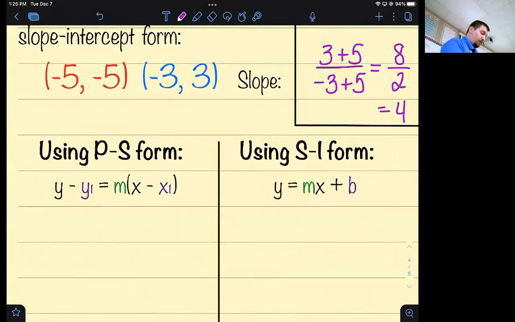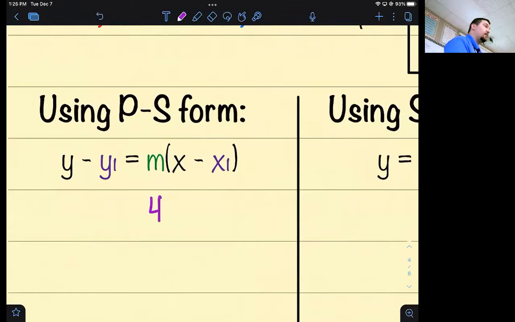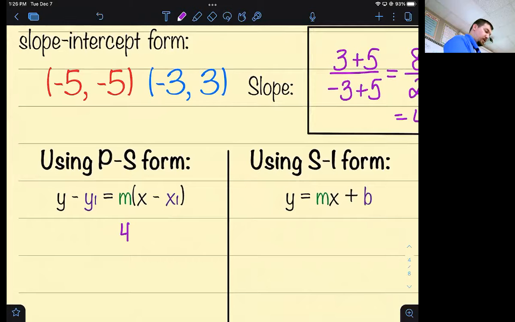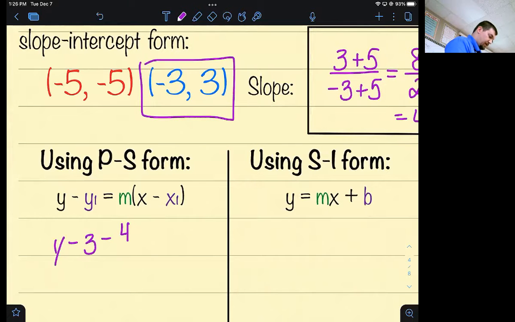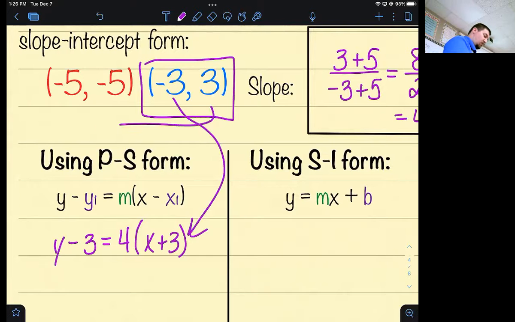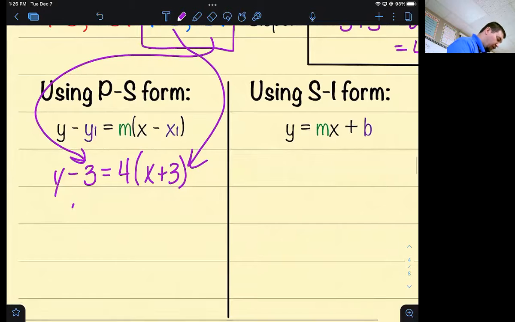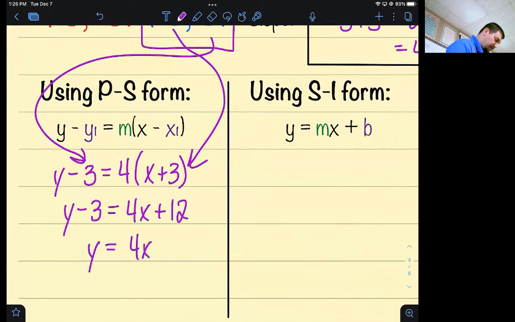So using point slope form, I would plug in 4 for the m. I'm just going to use the second point because it has 1 less negative, I suppose. And so y minus 3 equals 4, parentheses, x plus 3. Remember, when you're plugging in, the x1 goes at the end and the y1 goes at the beginning. So it's a bit opposite. Distribute the 4 to get 4x plus 12. Add 3 to get y equals 4x plus 15.